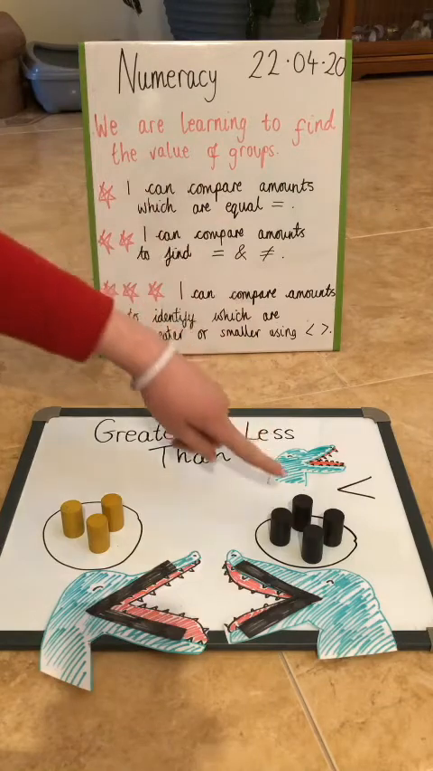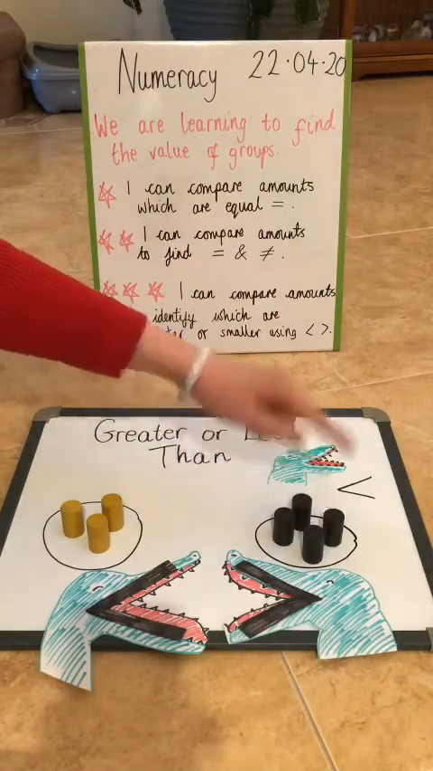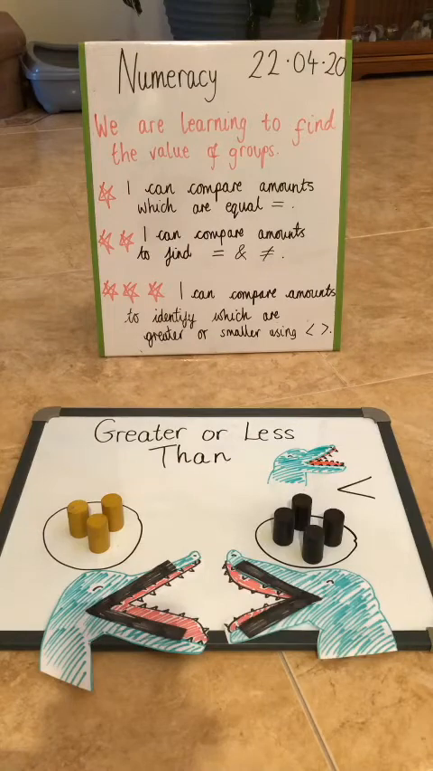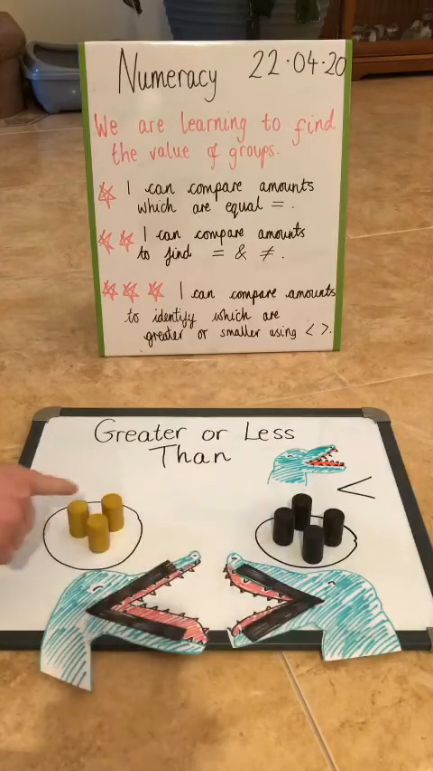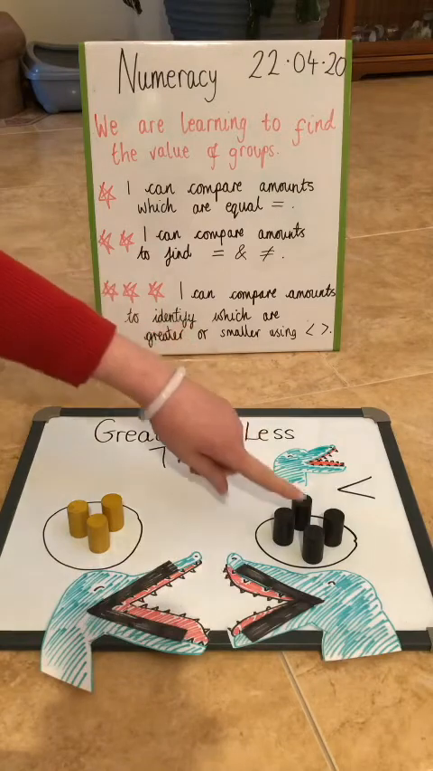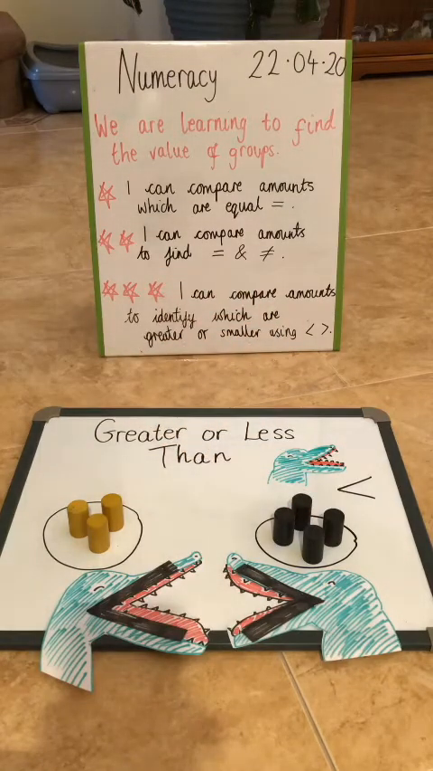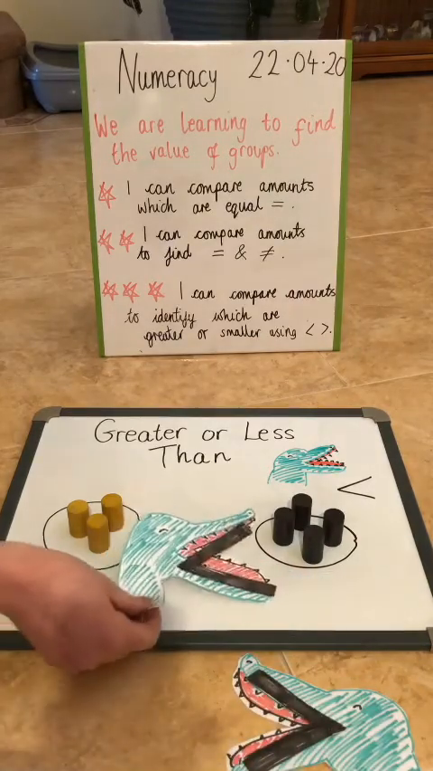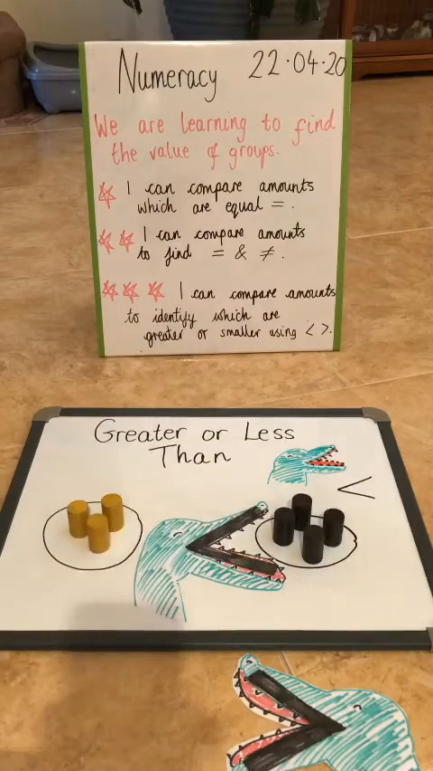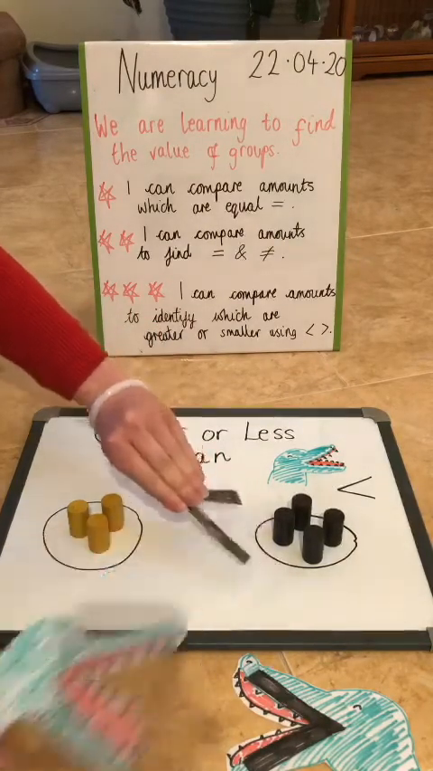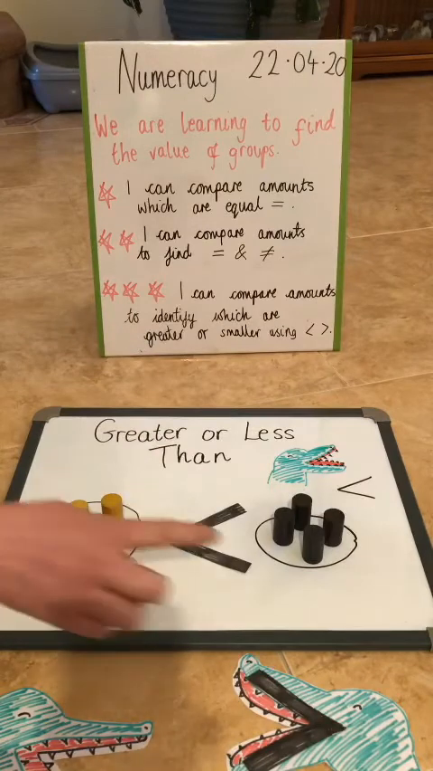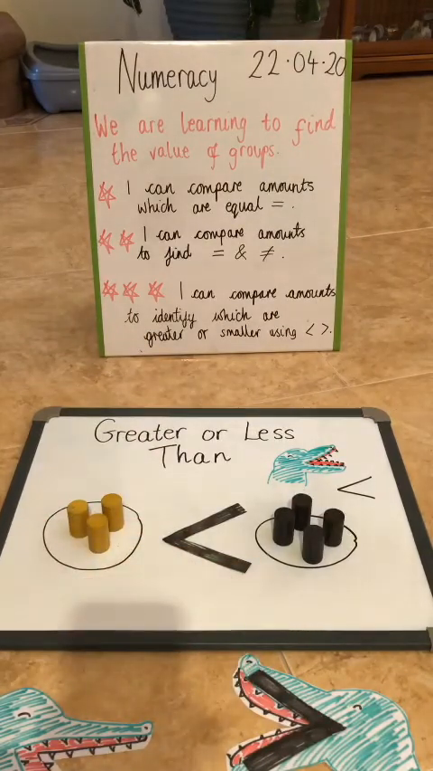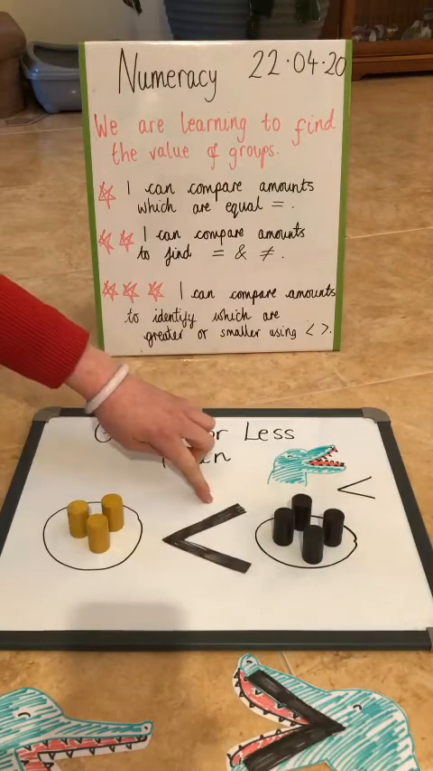Yep, that's right. This one is greater than. 4 is greater than 3. So, which crocodile are we going to use? Are we going to use this one? Who's going to eat this? The number 3? Or this one that's going to eat these, the 4 blocks? That's right, we are going to use this crocodile. And this crocodile is going to eat that one. Okay, so that means we would use this sign. 4 is greater than 3. This sign is going to eat that.